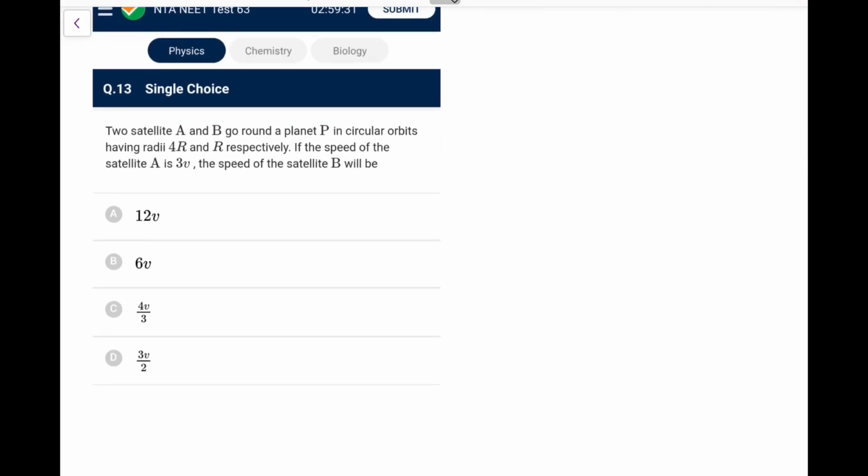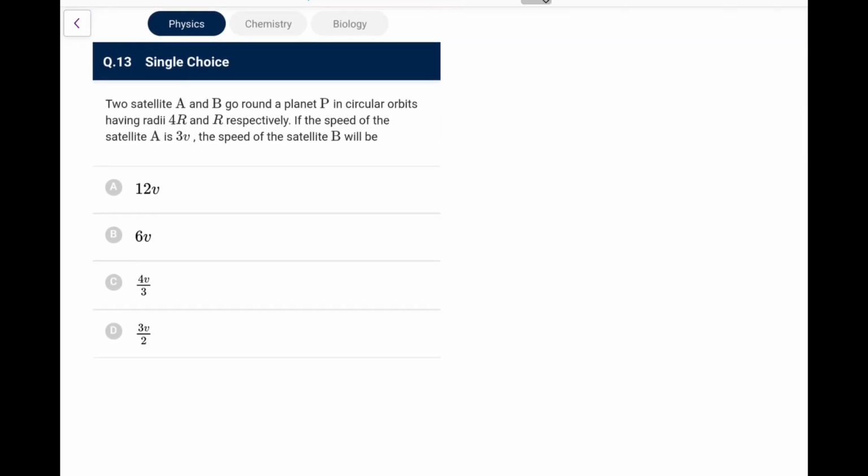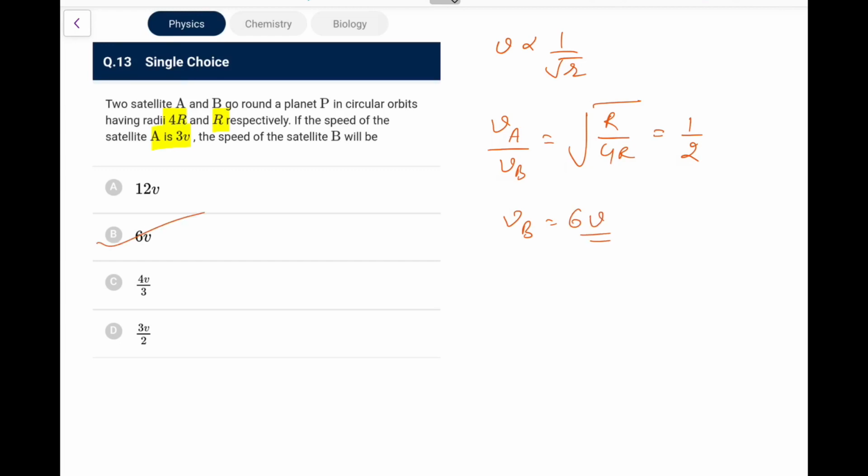Next one. 2 satellites go around a planet P in circular orbits having radius 4r and r respectively. The speed of A is 3v, the speed of B. We know that orbital speed is proportional to 1 by root r. So what I can write, VA upon VB is the root of RB upon RA, that is r by 4r, that is 1 by 2. So if VA is 3v, VB comes out to be 6v. So go for option B.